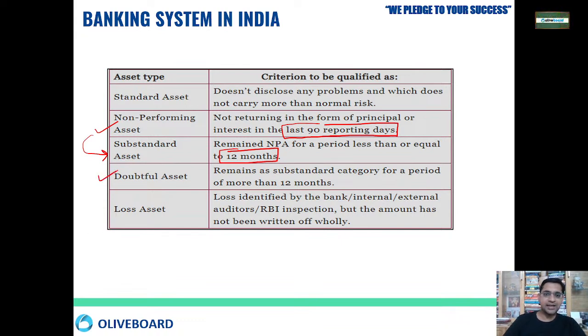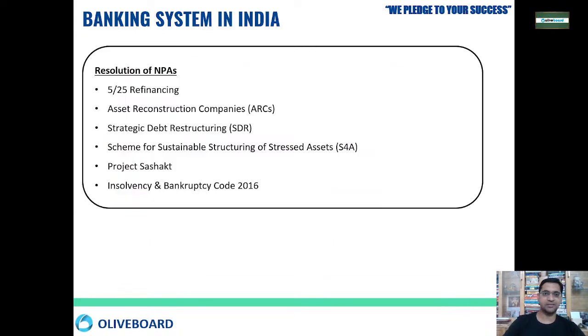Then doubtful asset, when after the 12 months, more than 12 months has passed, that comes under the doubtful asset. And lost asset, whenever the amount has not been repaid and it has been written off totally. Lost asset, because it is not possible now to recover your money. Okay, so this is how the asset types are being classified.